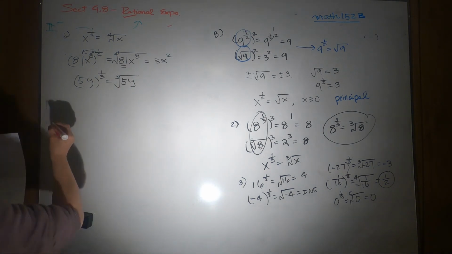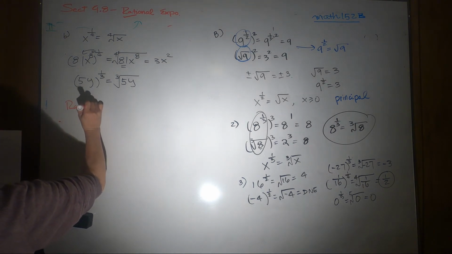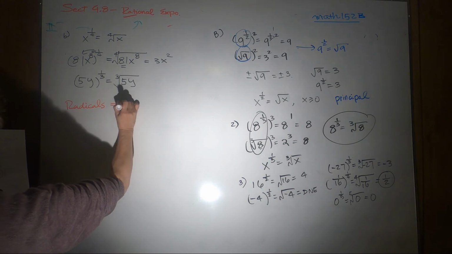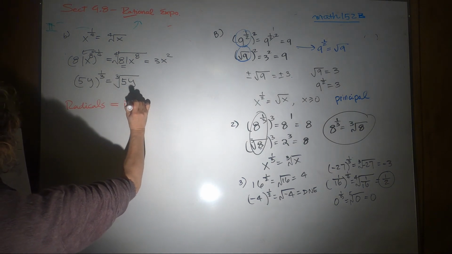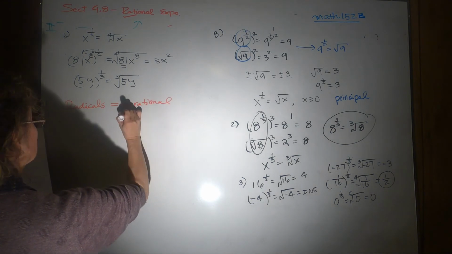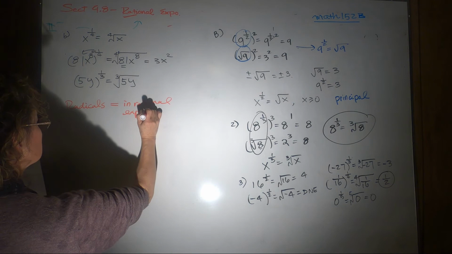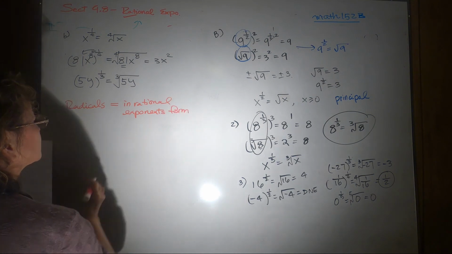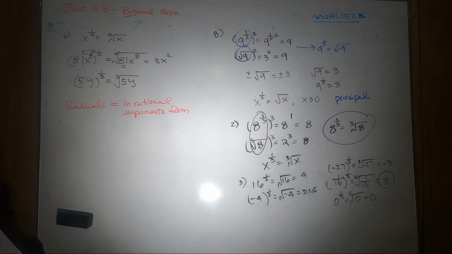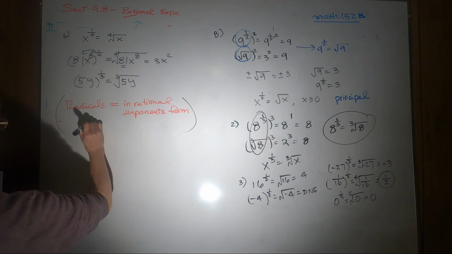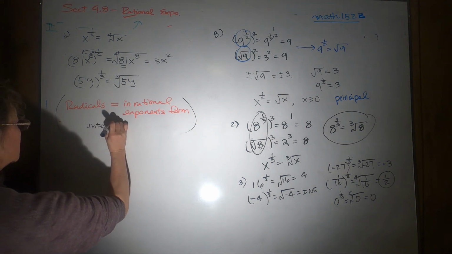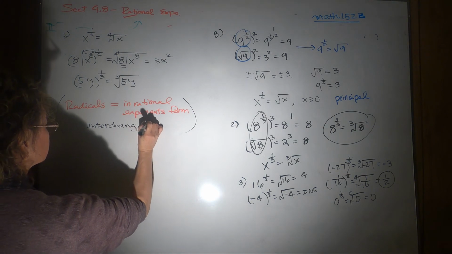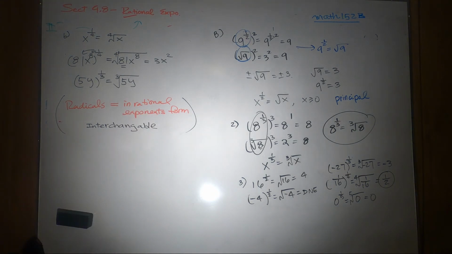So what we are saying is radicals and rational exponent form are actually interchangeable. Right?